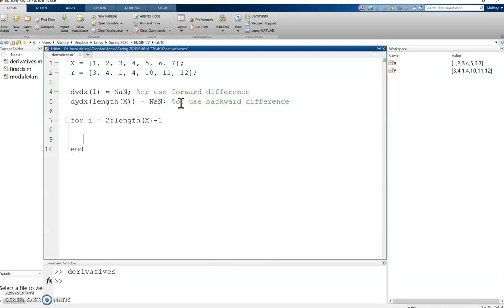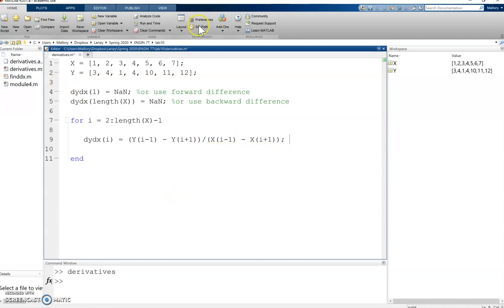And in here, I'm going to calculate the dy dx of i is equal to the y value before, so i minus 1, minus the y value after, i plus 1. And that's going to be divided by 2 times h, or to account for maybe a changing h or changing dx, a changing step size, I could say x before, x i minus 1 minus x i plus 1.